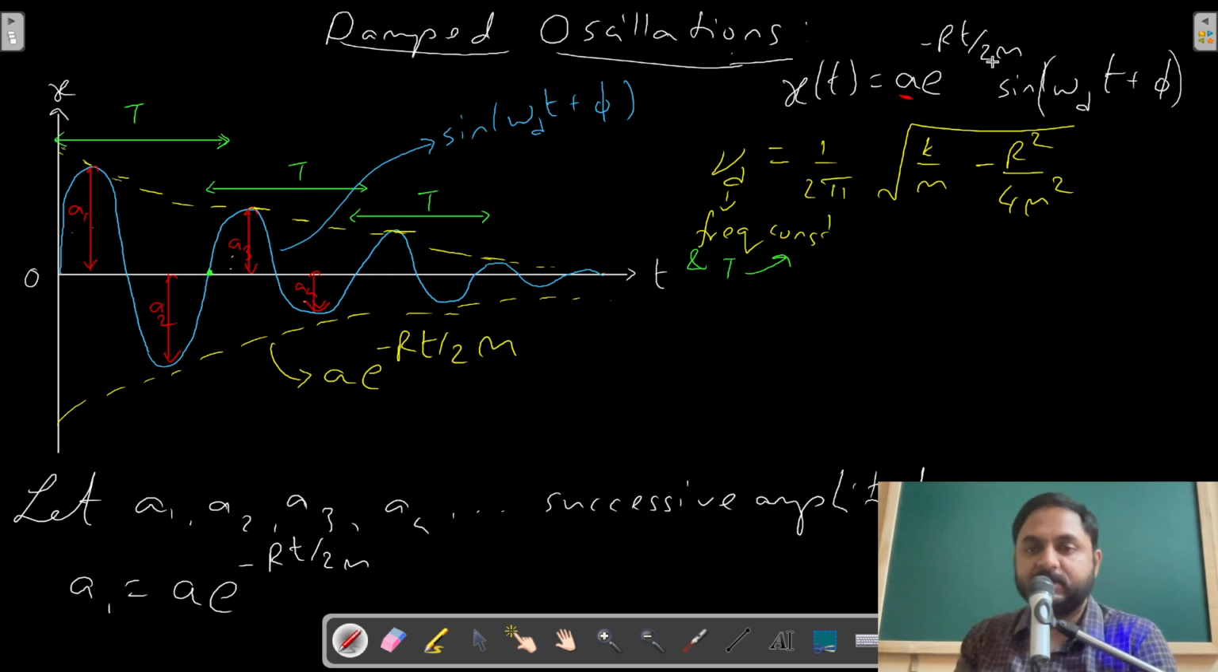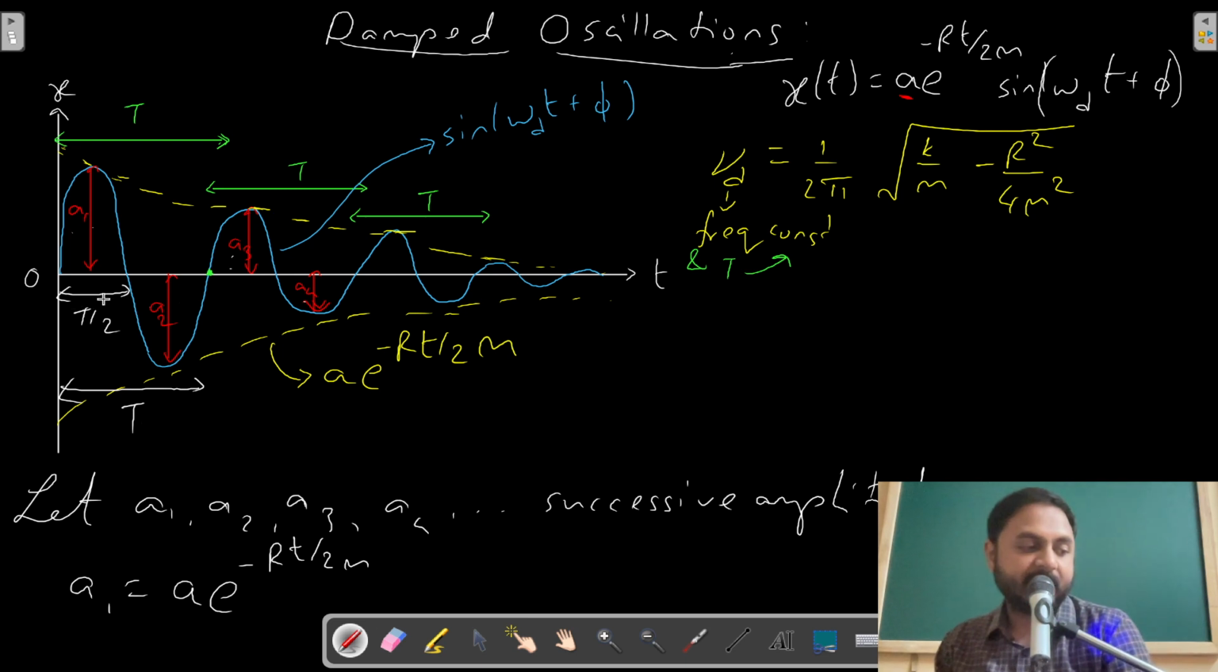That makes sense because this is the whole amplitude. Now, what do you think will be the second amplitude? The time required for the first amplitude should be half of the time period. This entire time should be the complete time period, isn't it? So this is half of the time period, this is half of the time period, this is the whole time period.